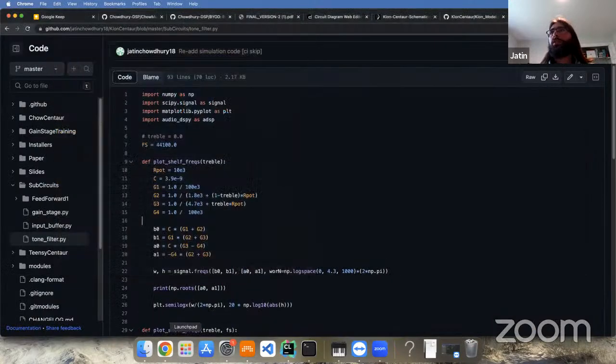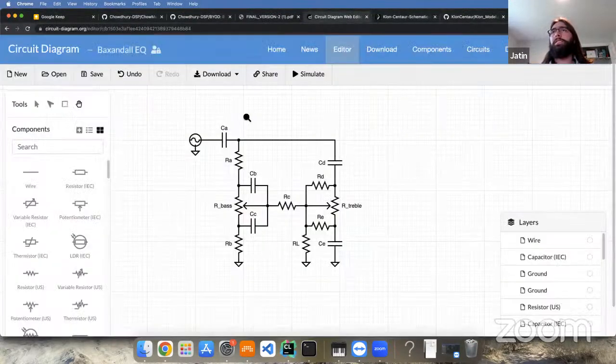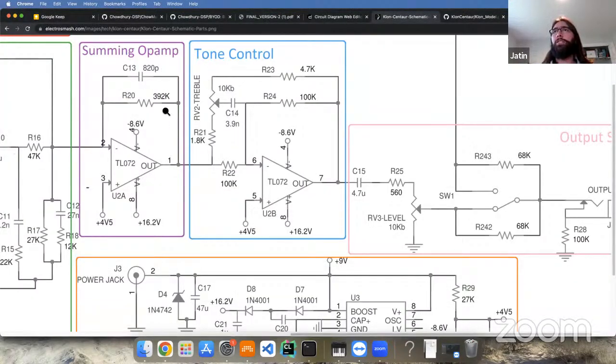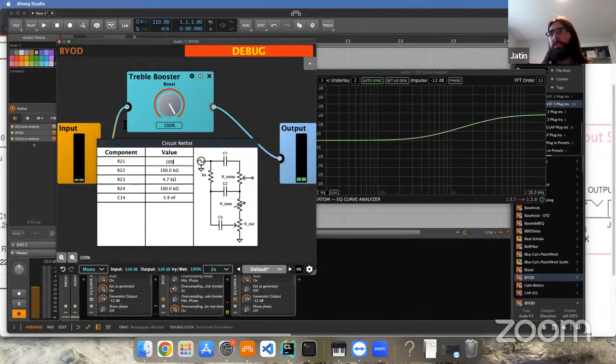What should we do first? Let's see. So R21, let's make R21 small and see what happens. Okay, that seems fine. And then what if we make it big? Okay, that seems fine too. So I bet we could just do whatever we want with R21 without any consequences. That's nice.